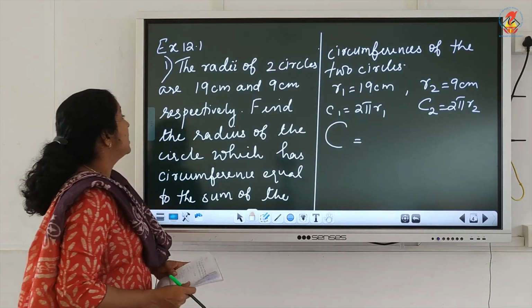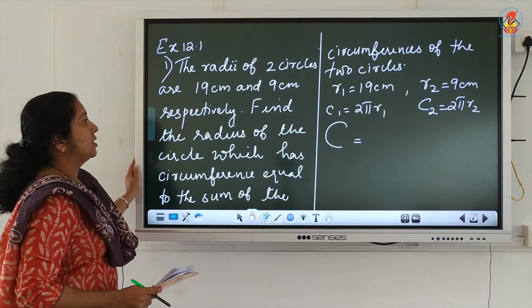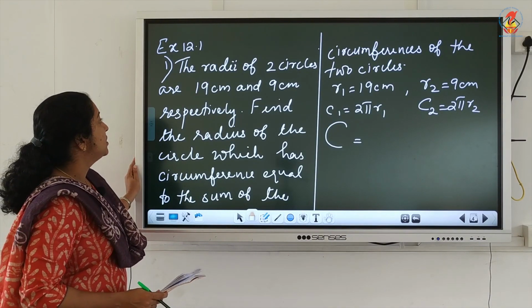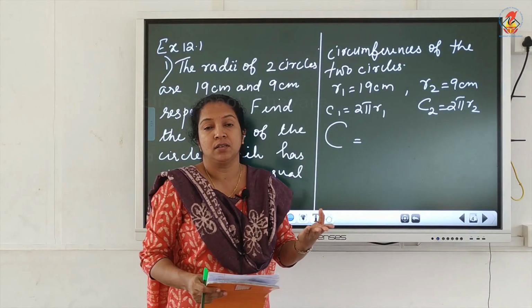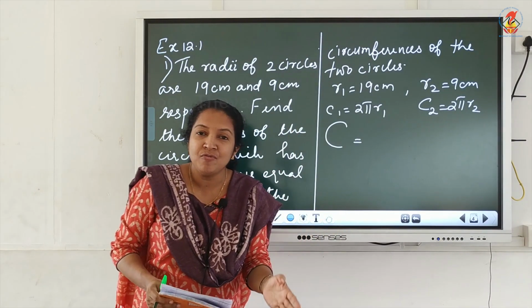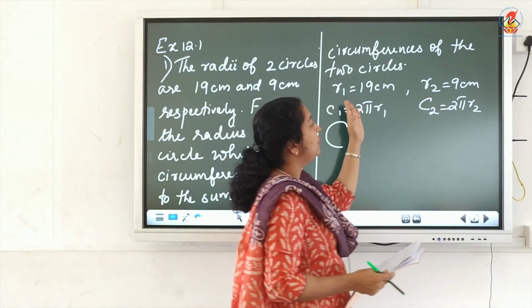Next question, exercise 12.1, first question. The radii of two circles are 19 centimeter and 9 centimeter respectively. Find the radius of the circle which has circumference equal to the sum of the circumferences of the two circles. Radius 1 is given as 19 centimeter, R2 is given as 9 centimeter.